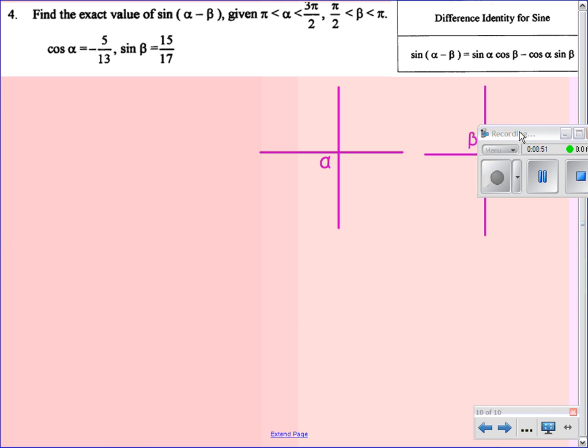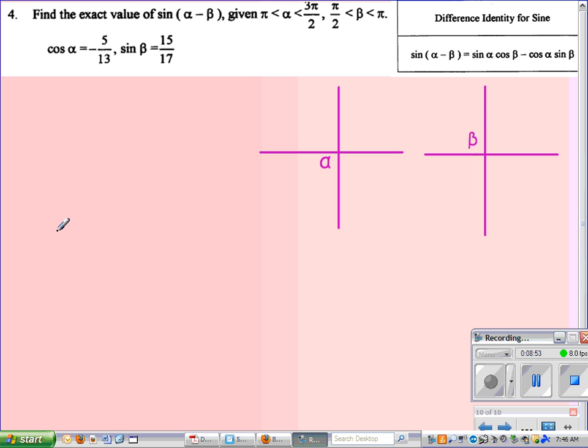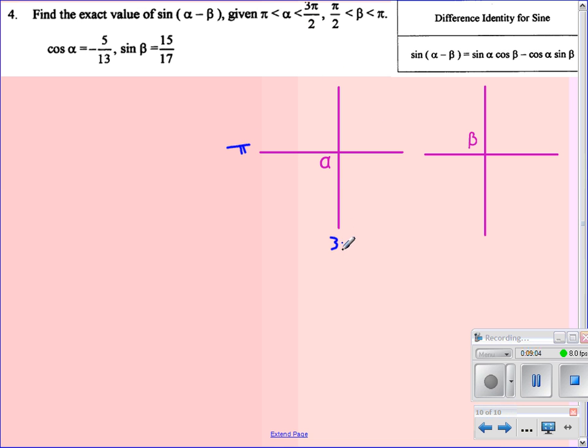All right, number 4, last but not least, it says find the exact value of sine of alpha minus beta. It says that alpha is between pi and 3 pi over 2, so alpha is in quadrant 3. Beta is between, drawing your triangle exactly like that, pi over 2 and pi, so it's in quadrant 2. All right, and we have cosine of alpha is negative 5 over 13. So adjacent is going to be negative 5. Hypotenuse is going to be 13.